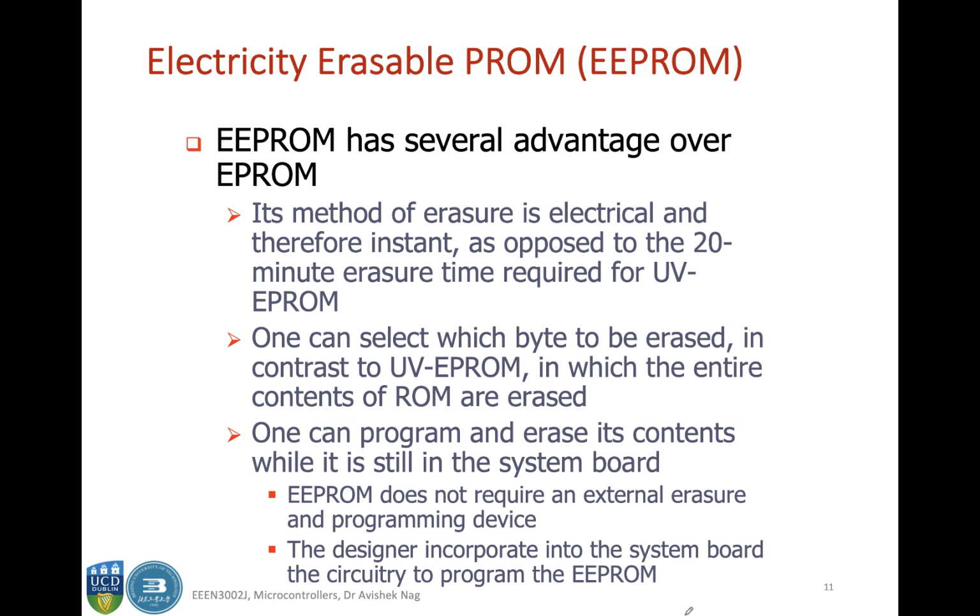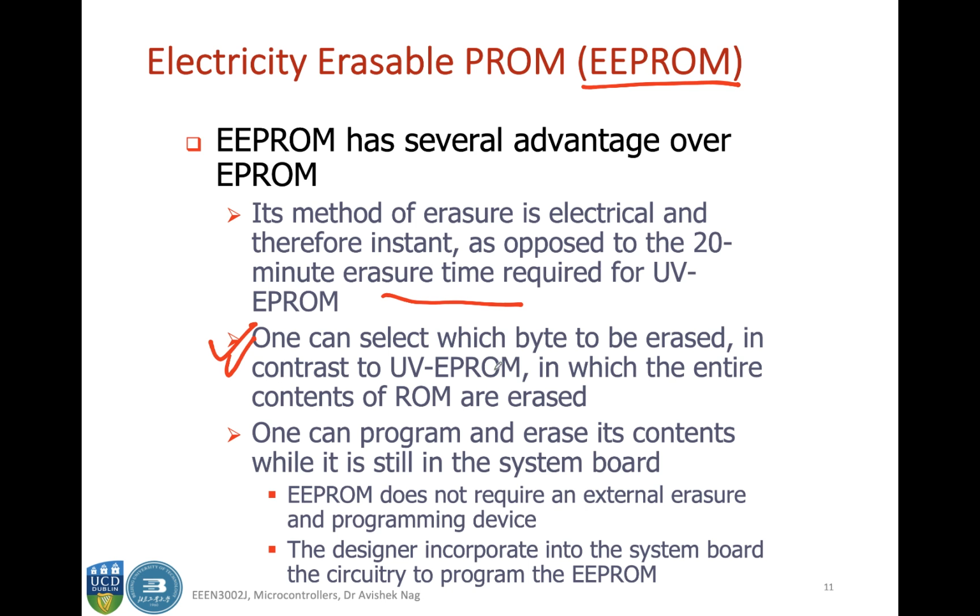Alright, so let's move on. The next type of ROM is electrically erasable PROM, or EEPROM. This has several advantages over the regular EPROM, and basically that has to do with the erasure procedure. The method of erasure in case of your EEPROM is electrical and therefore instant, as opposed to the 20-minute erasure time that you had for EPROMs. One can also select which byte to be erased in contrast to EPROM. So this is another advantage.